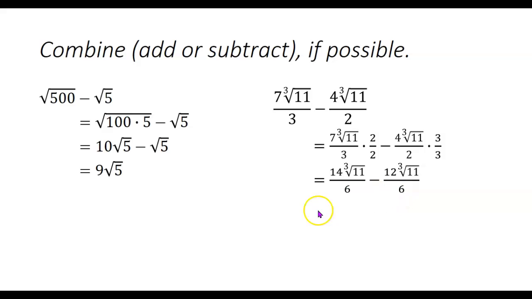And now that they have the same denominator and the same radical part, we can combine them. The 14 minus 12 would be 2. The other parts stay the same, so this is 2 times the cube root of 11 over 6. And that can be reduced, the 2 on top over the 6 on the bottom, reduced to 1 over 3. So in lowest terms, it's just the cube root of 11 over 3.